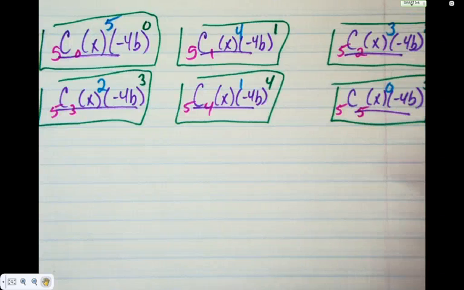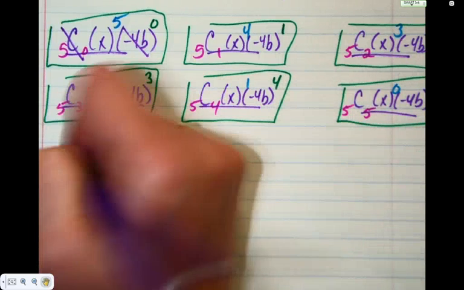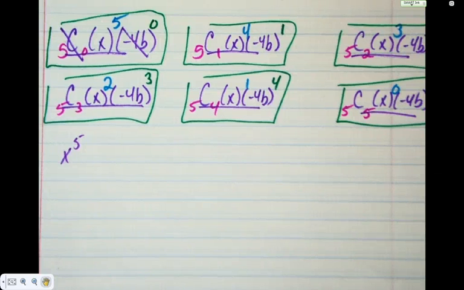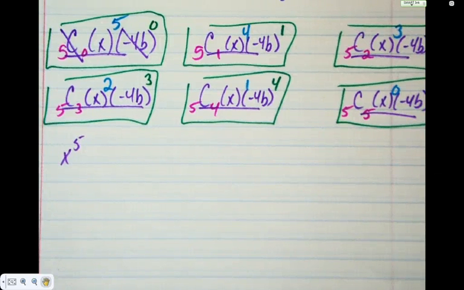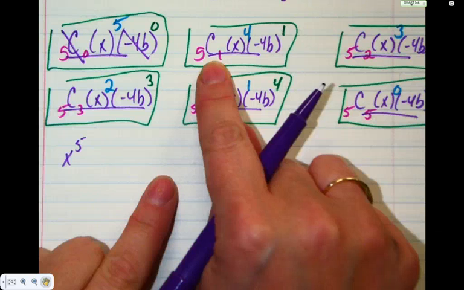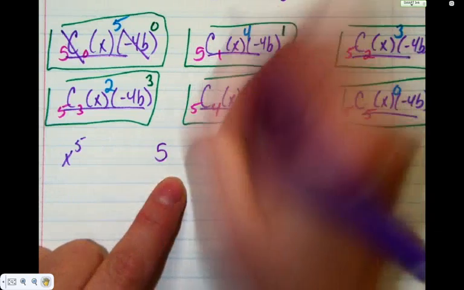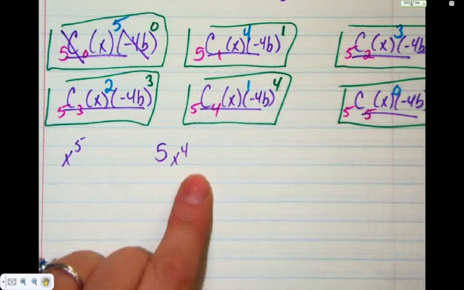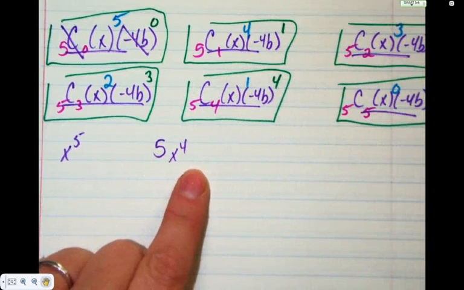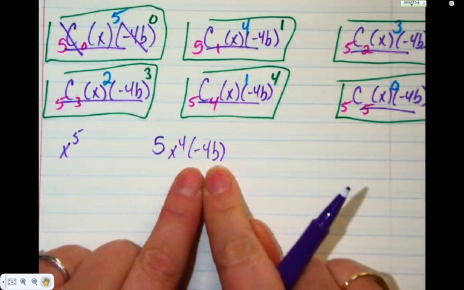First and last terms are always the easiest because we know 5C0 is 1 and we know anything to the 0 is 1. So all I'm left with is x to the 5. Then I'm just doing the pieces term by term. 5C1, well, nC1 is always equal to n. So I know right away that this has to be 5, x to the 4. And what's anything to the 1? Itself, and I'm going to be really careful to keep those brackets around the negative 4b.